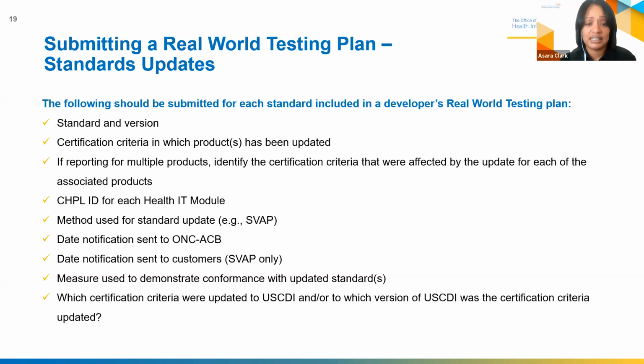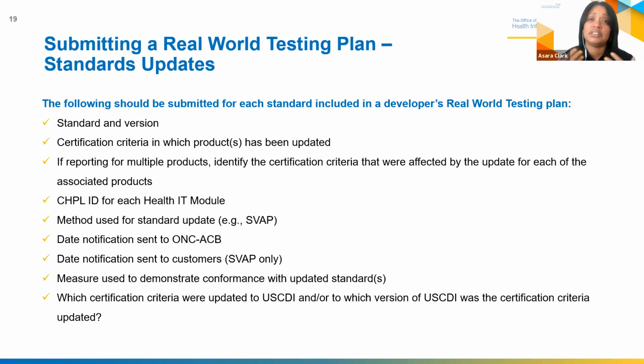The CHPL ID for each health IT module, the method that you use for the standards update, because I just talked about two different things. I talked about required standards updates, which was the snapshot of all of the different standards that are required by certain deadlines that we've put out in the CARES Act final rule. And then I've talked about an optional pathway for you to update standards via the standards version advancement process. So the ACB should probably know what kind of update this is. So the method used for the standards update, the date the notification was sent to the ACB, because you should have notified your ACB of these updates.